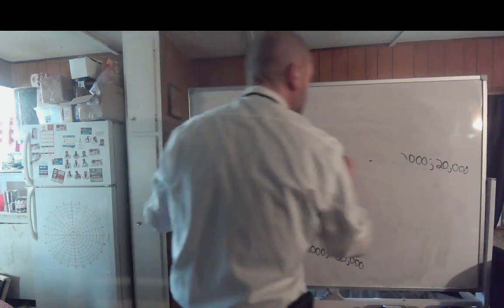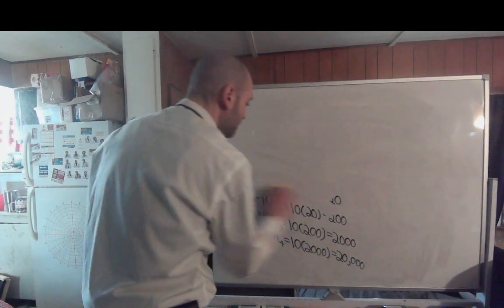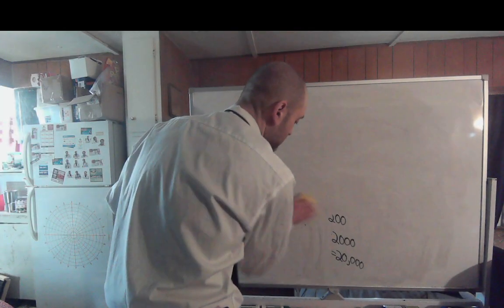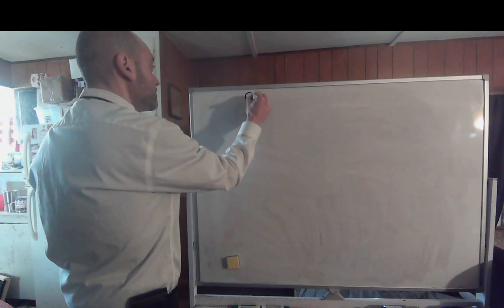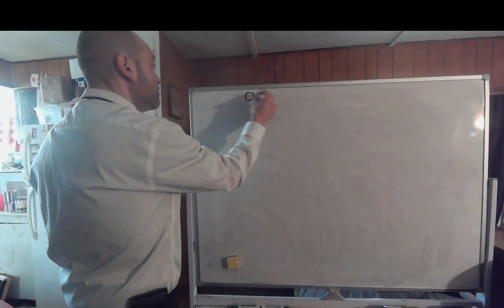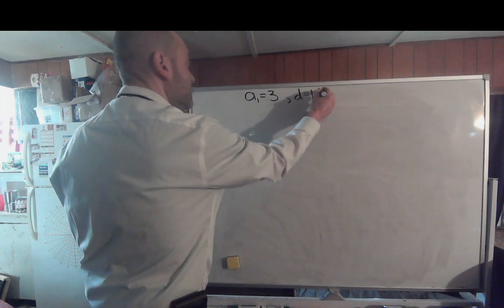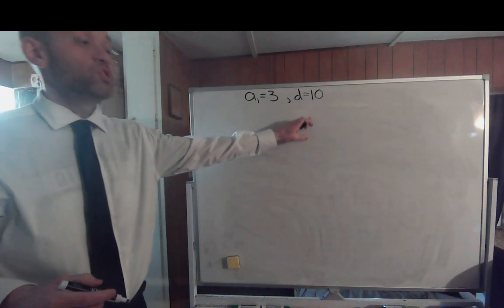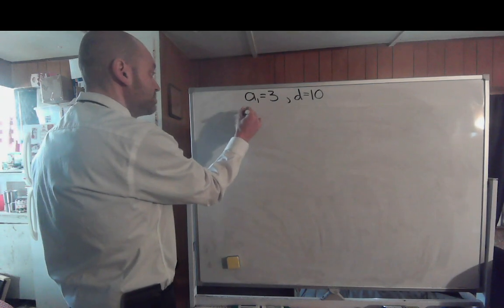Alright, so let's do another example. You are given the first term equals 3. This time you're given the common difference is 10. So you have the first term and you have a common difference, which means this is an arithmetic sequence. So let's first find the explicit formula.